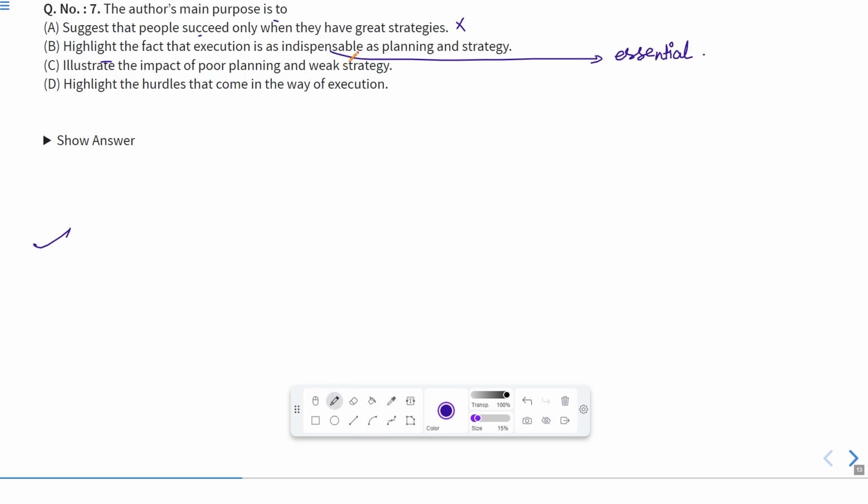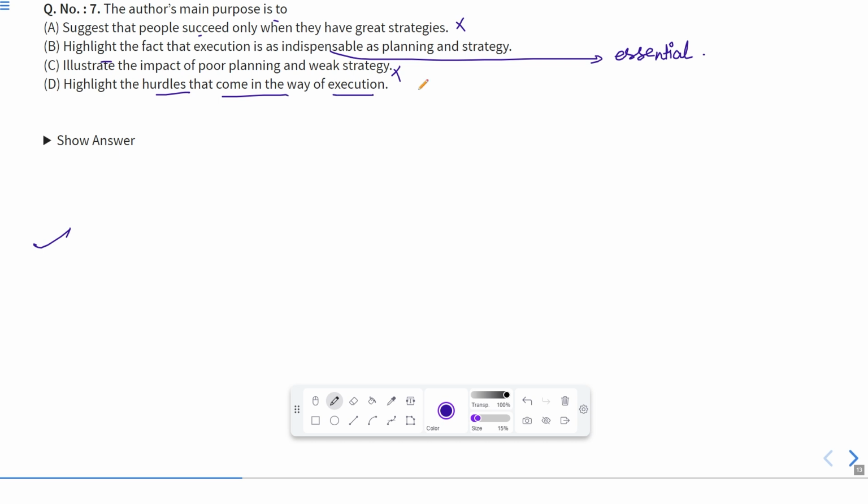Illustrate the impact of poor planning and weak strategy. No, they are not illustrating anything. They are not showing you how you should make proper planning. There are many people who just execute things and do not plan for them. For example, they have talked about the entrepreneurs who just dive from the pool of ideas to the pool of execution. Okay, so according to that, this C point is incorrect.